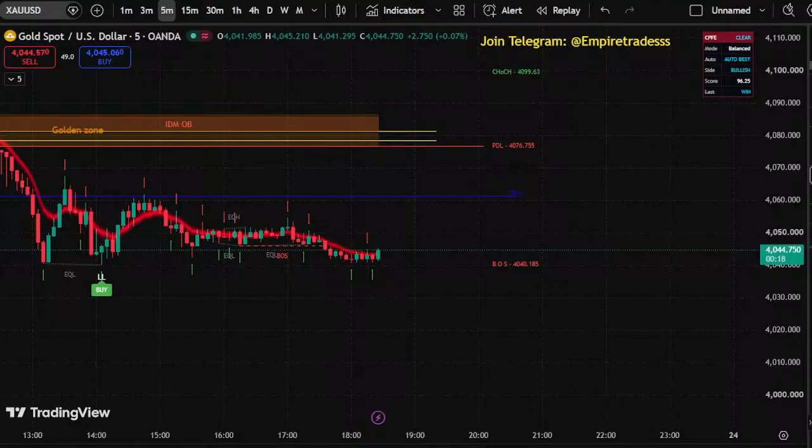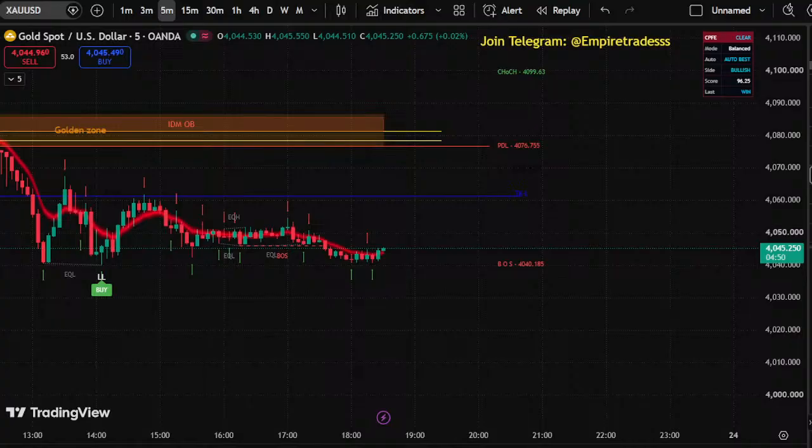8. Implement strict risk management. Set stop-loss orders to protect against unexpected market movements. Position your stop-loss below support levels in long trades or above resistance levels in short trades. This ensures that your risk is limited if the trade does not go as planned.